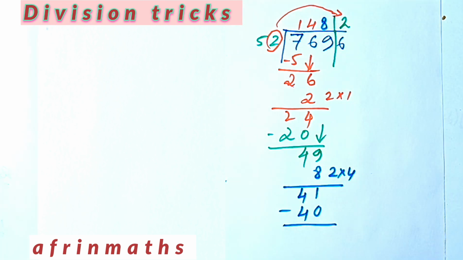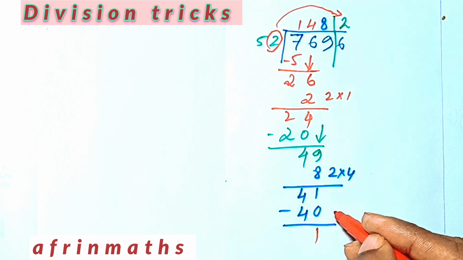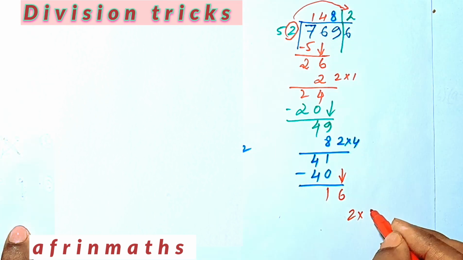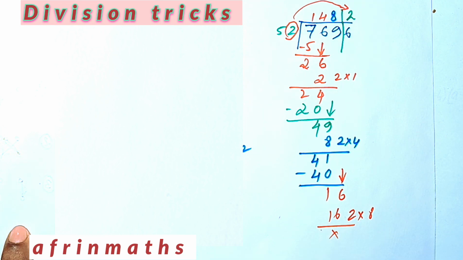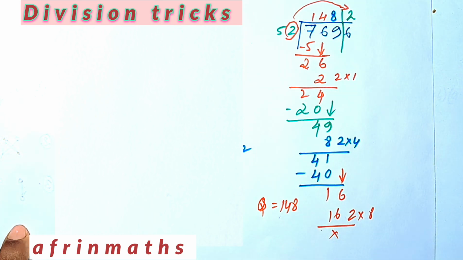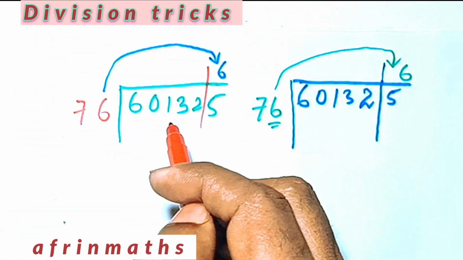After subtraction, we have got 1. 6 will come down. After coming down, we have to multiply with 2 into 8 is 16. So we have remainder 0. Quotient as 148. Let us divide this 601325.